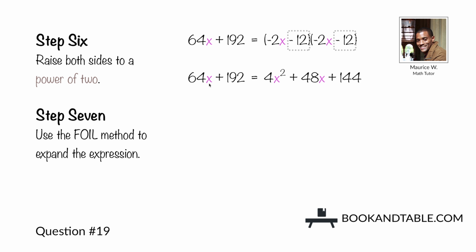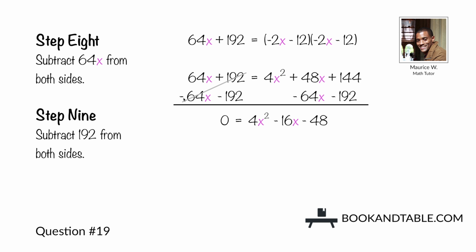So we want to move 64x and 192 to this side. So step 8, subtract 64x from both sides. And step 9, subtract 192 from both sides, giving us our desired 0 on one side. And that's equal to 4x squared minus 16x. 48 minus 64 is negative 16. And 144 minus 192 is negative 48.